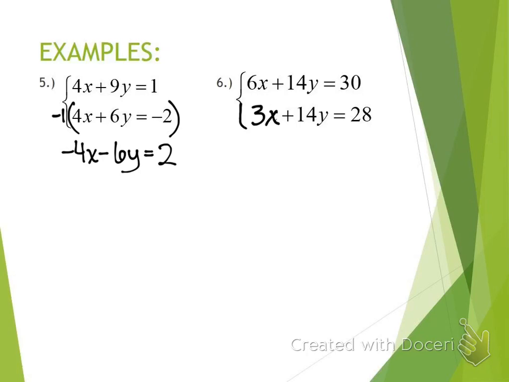When I do this, I like to rewrite my other equation right below it. So I'm just going to take that top equation and rewrite it. 4x plus 9y equals 1.